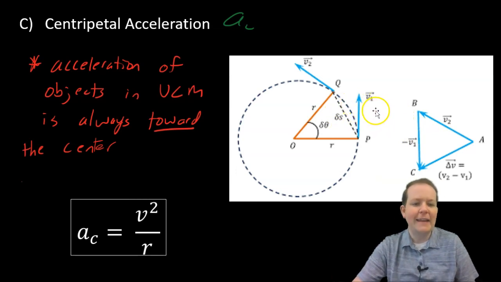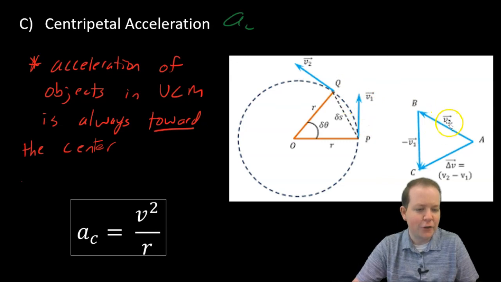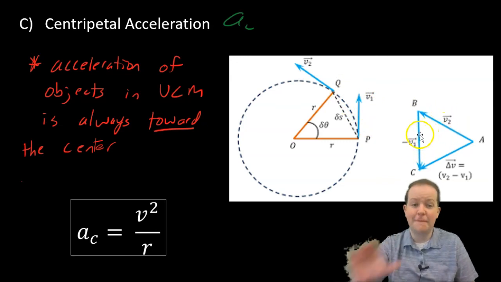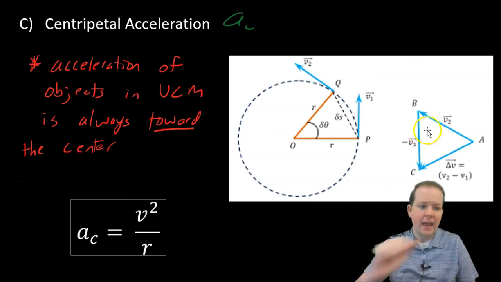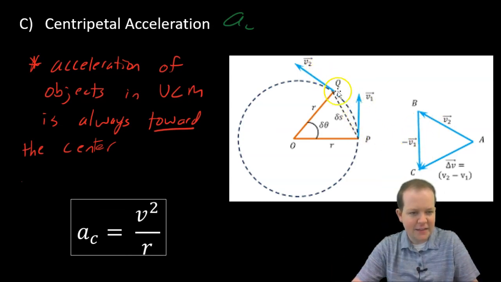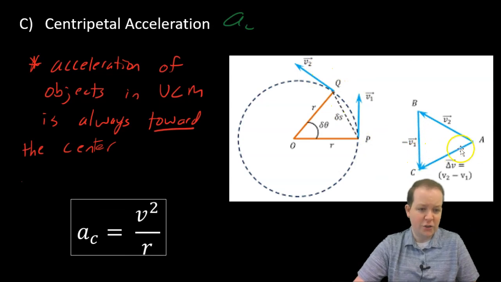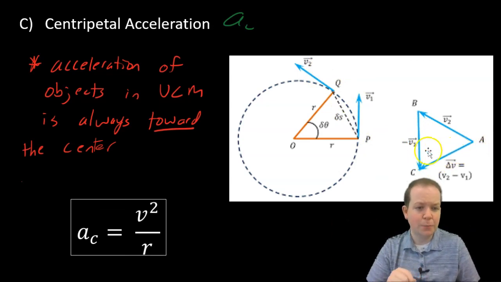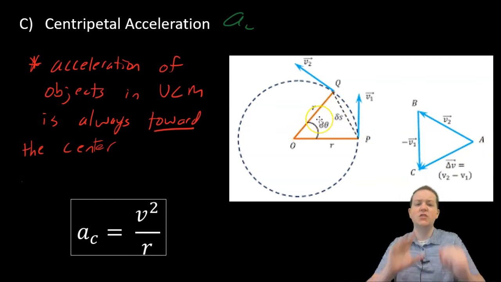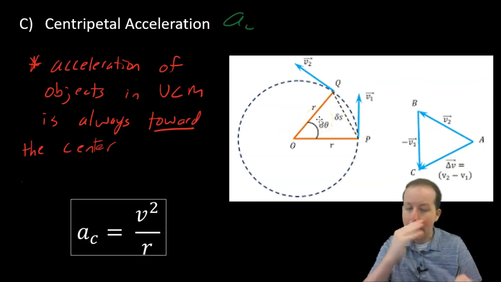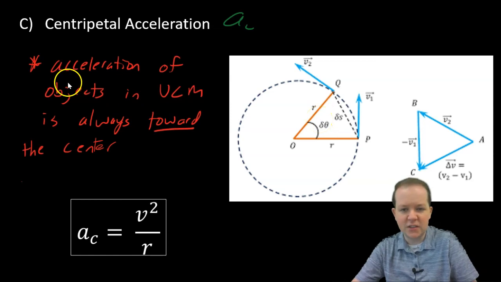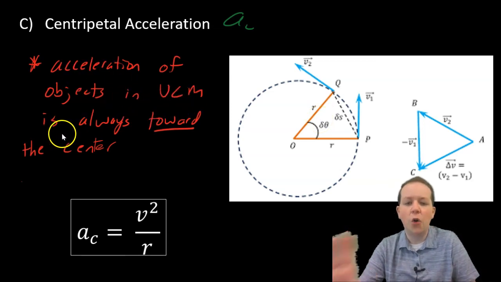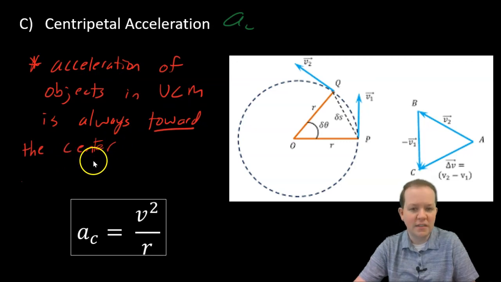Here they are adding velocity 2, the final velocity, with the opposite of velocity 1, because acceleration is final minus initial. And in this case, even though they're doing it at these two weird locations, when they do the subtraction, what do they get? The result is pointing towards the center. This is always true for circular motion. The acceleration points towards the center. So, acceleration of objects in uniform circular motion is always pointing toward the center.